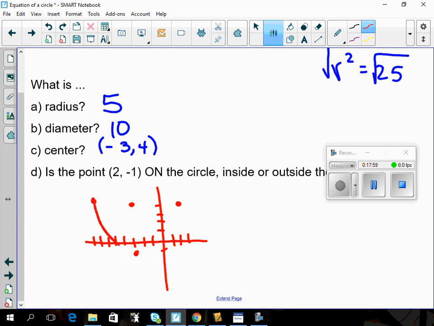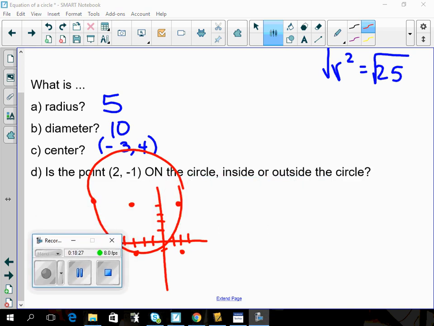And I'm just going to kind of estimate. It looks something like that, pretend. Okay? The point (2, -1). Doesn't it look like it's outside the circle? Okay. So we can estimate it with a graph. I love that. But sometimes the point is so close, it's hard to tell. So you betcha there's a way to prove it algebraically.